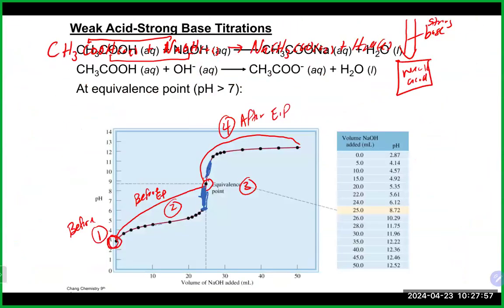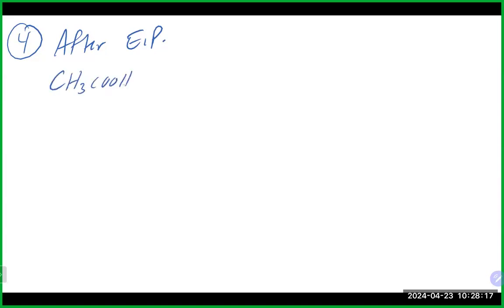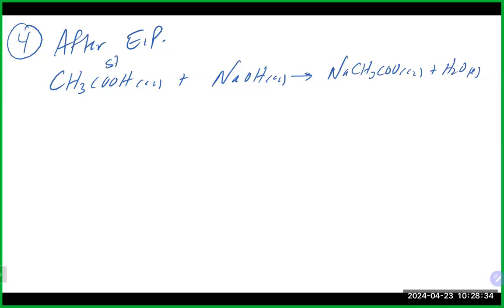All right, let us then talk about the fourth part here in the titration, which is after the equivalence point, and see what happens here. When we get to after the equivalence point, we're still going to have our reaction happening. Again, we're starting with this guy. We are adding this guy.